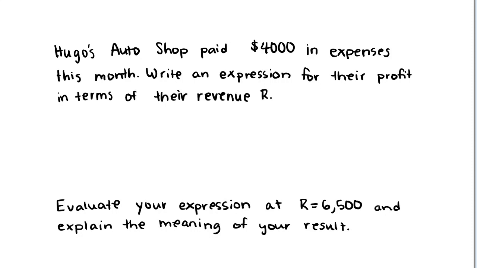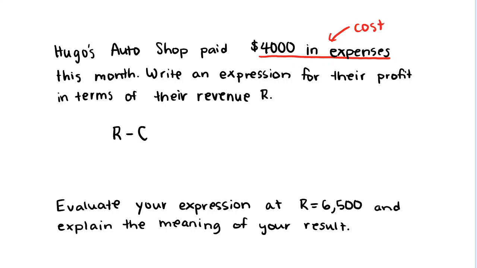And so at Hugo's Auto Shop, they paid $4,000 in expenses this month. If we wanted to write an expression for their profit in terms of their revenue, we know that profit can be expressed as R minus C, right? Revenue minus the cost. In this case, there's a $4,000 expense. This was the cost for their auto shop. And so the expression for their profit, if we label revenue with R, is R minus 4,000.